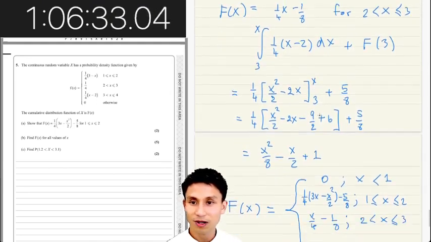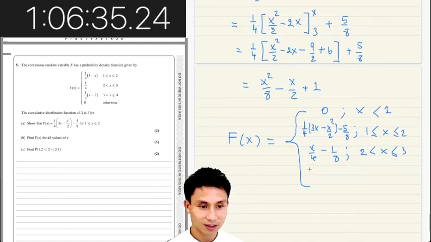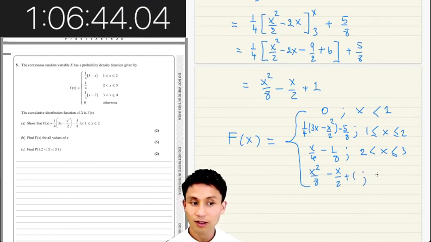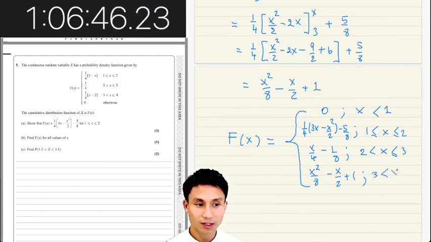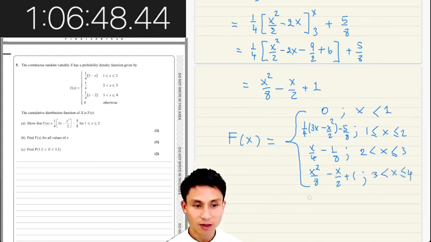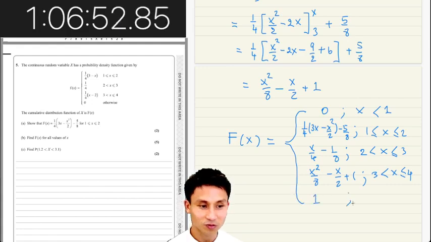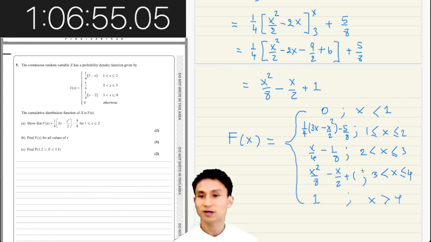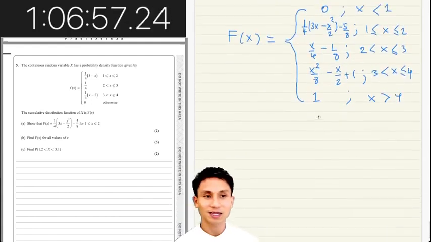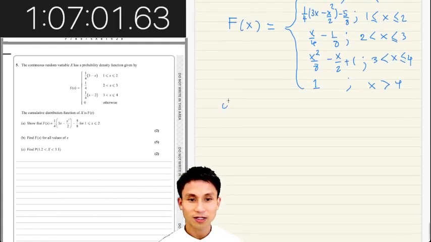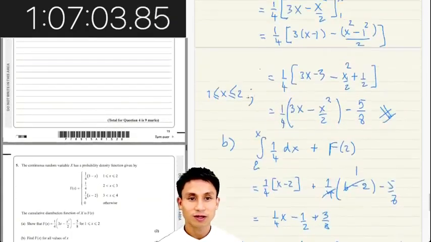And then the last part is this one, yeah? And that is just 3 less than x less than or equal to 4. I'm just stuck a bit because I'm out of space. That should be a 1 here as well, and that is x greater than 4. Alrighty, so that is our cumulative distribution function. Okay, so part C now. That's B, right? Yeah.